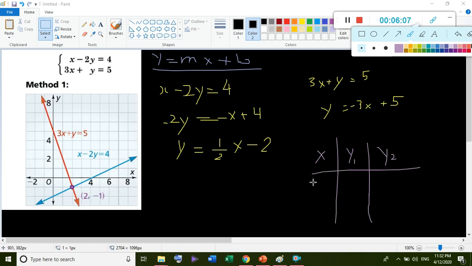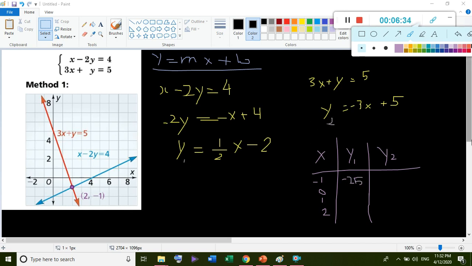So let's have negative 1, 0, 1, 2. So negative 1, if we wanted to substitute over here, it's going to be half times negative 1, which is negative 0.5, minus 2, which is negative 2.5. This is y1, let's say, and this is y2.